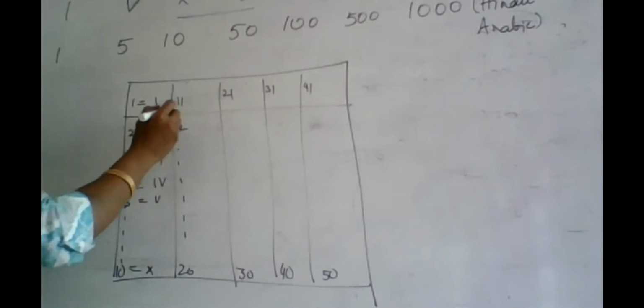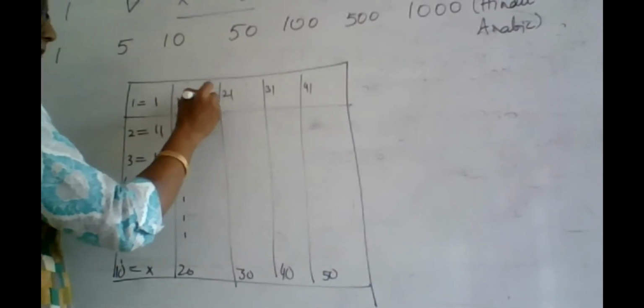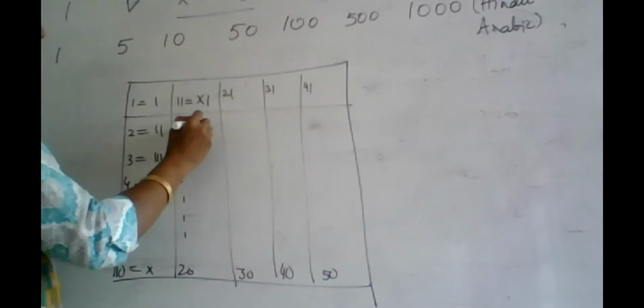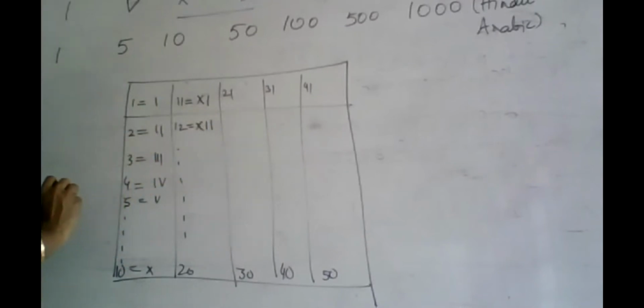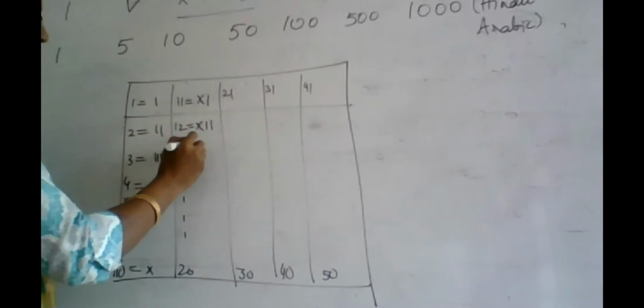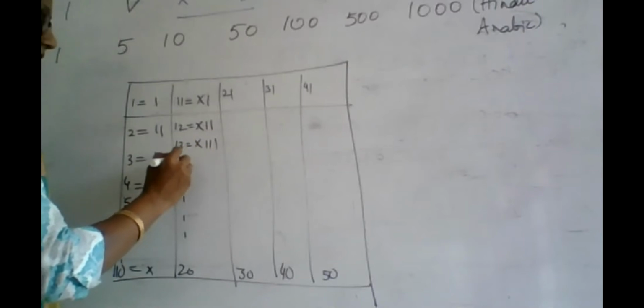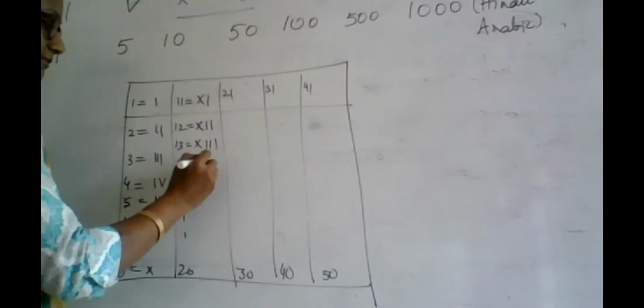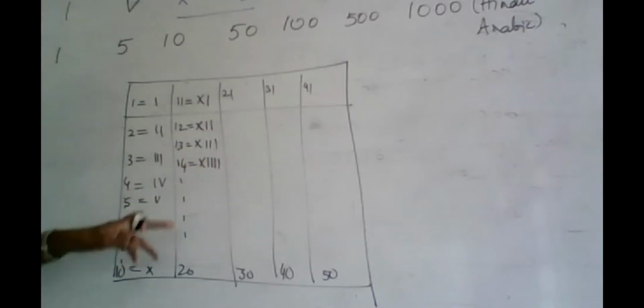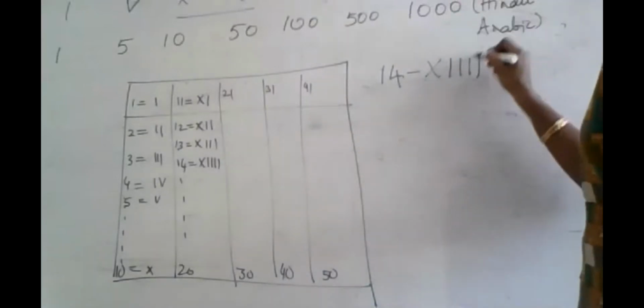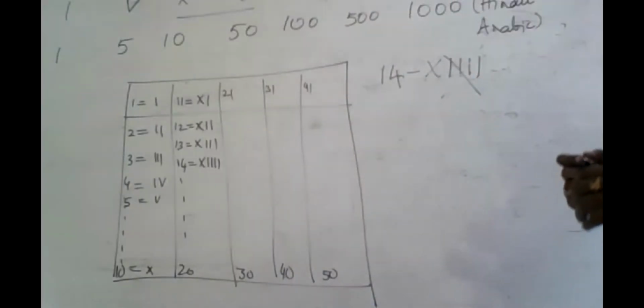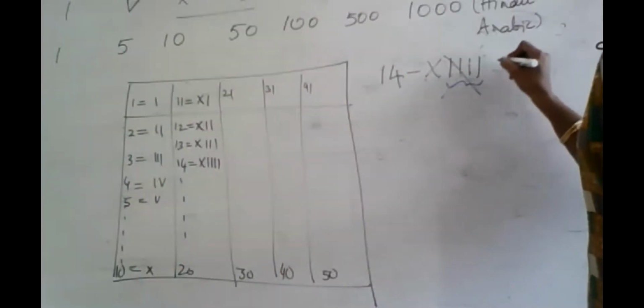Similarly, you will write 11 as 10 plus 1 on the right side. 12 is 10 plus 1 plus 1. 13 is 10 plus 1 plus 1 plus 1. Can I write 14 like this? Why is this not 14? When I write 14, can I represent it as X, 11, 12, 13, 14? This is wrong. Why is that wrong? Because you are repeating the symbol 1 four times, which is wrong.